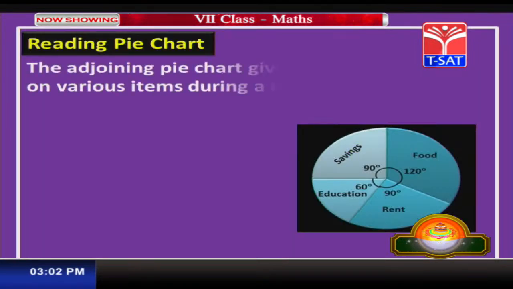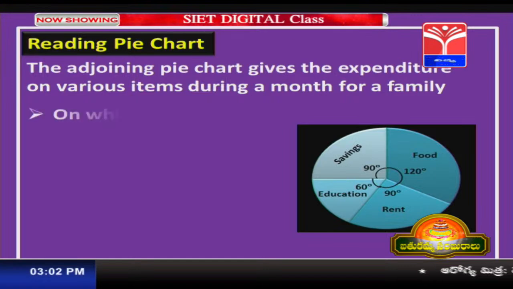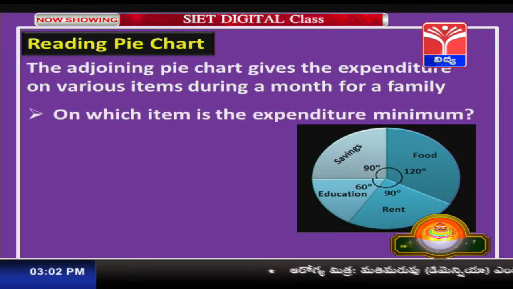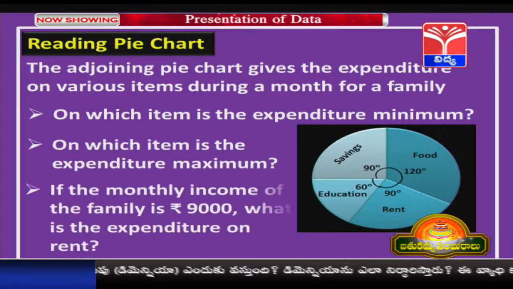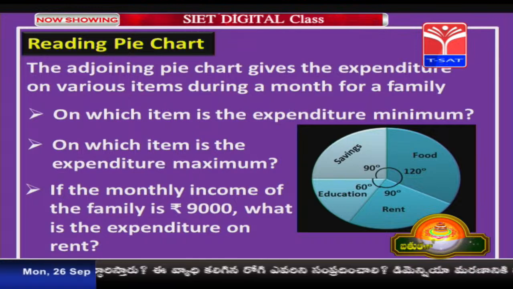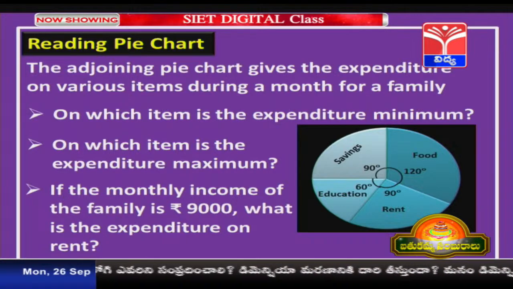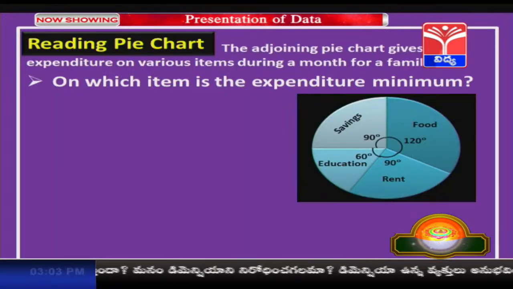Take a look at this pie chart shown on your screen. It is the monthly expenditure of a family is given. Okay, children. So, on which item is the expenditure minimum? On which item the expenditure is maximum? And if the monthly income of a family is 9,000, what is the expenditure on rent? Now, these are the questions we need to answer using the pie chart. So, the first one, more expenditure.